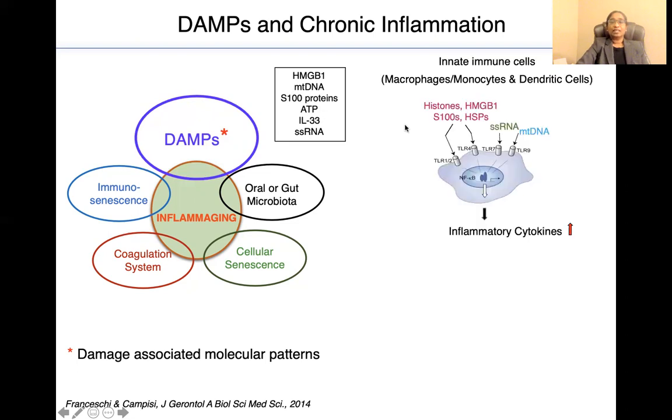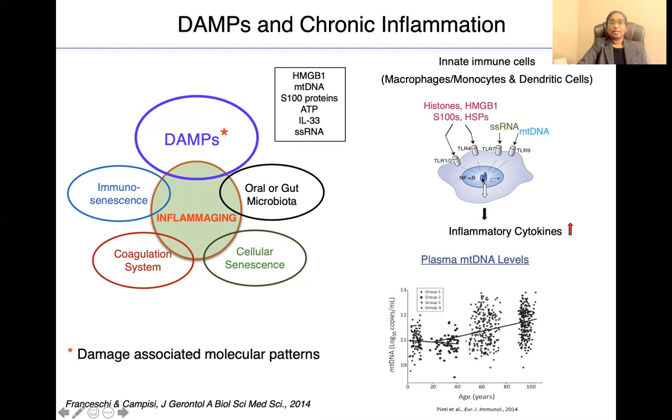And these proteins have receptors on cell surfaces of innate immune cells that are macrophages and dendritic cells. And when these DAMPs bind to their receptors, it will increase the production of inflammatory cytokines. In support of the role of DAMPs in inflammaging is a study that shows that the levels of mitochondrial DNA, which is one of the DAMPs, increases with age in circulation.